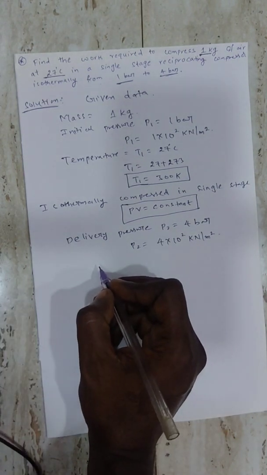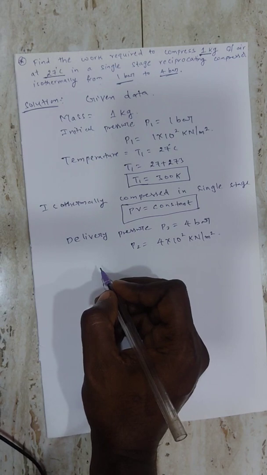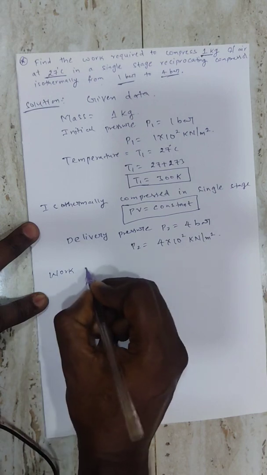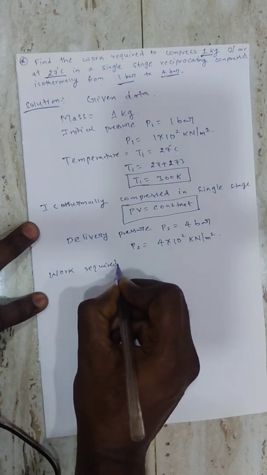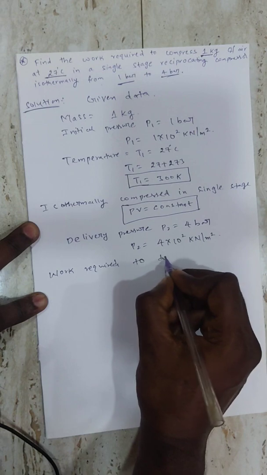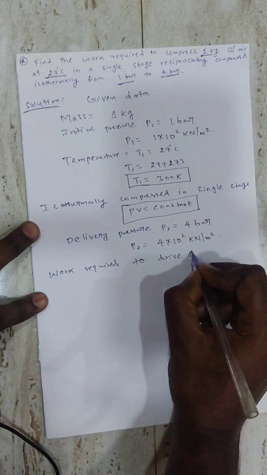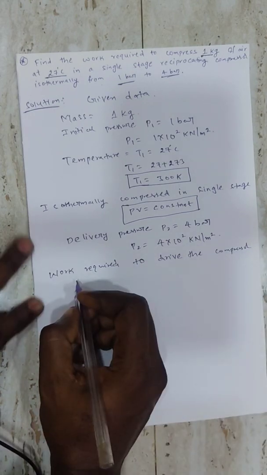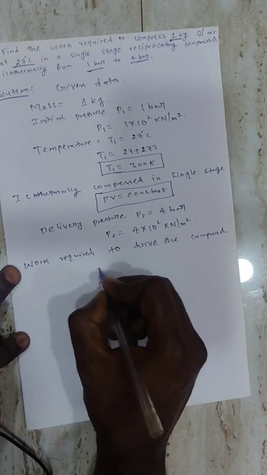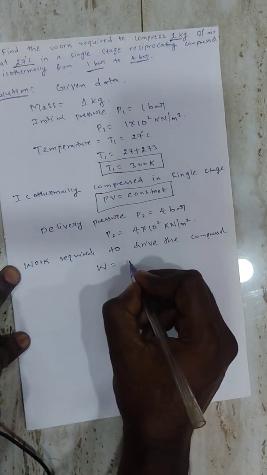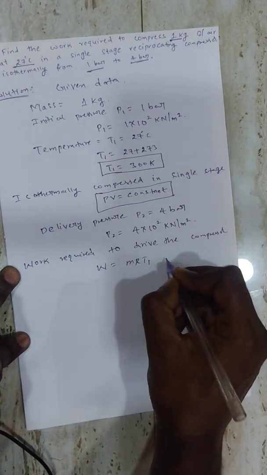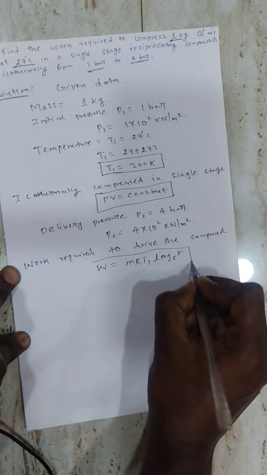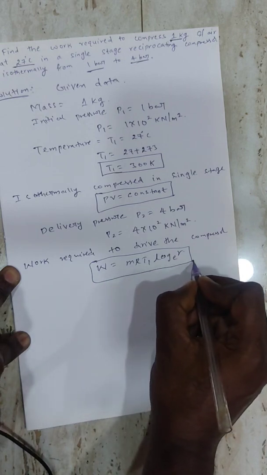Now let's see, we know the work required to drive the compressor. The formula is W is equal to m R T1 log base e r. This is the formula.